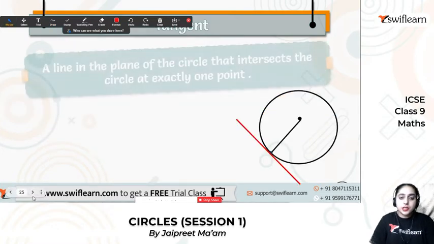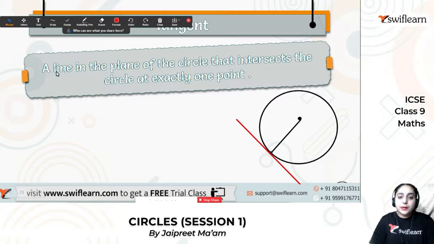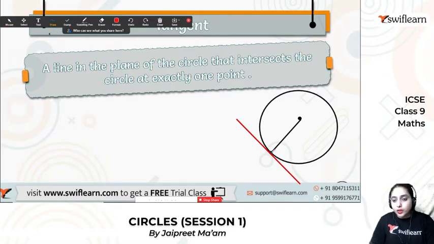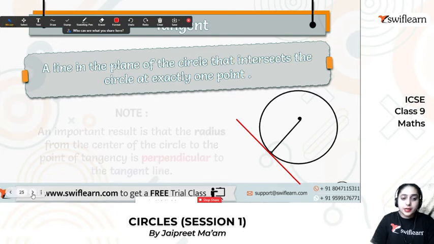Let's learn what is tangent. A line in the plane of the circle that intersects the circle at a point. इस point पे वो intersect सिर्फ only at one point. Remember, it's very important, on one point. So this is called a tangent.